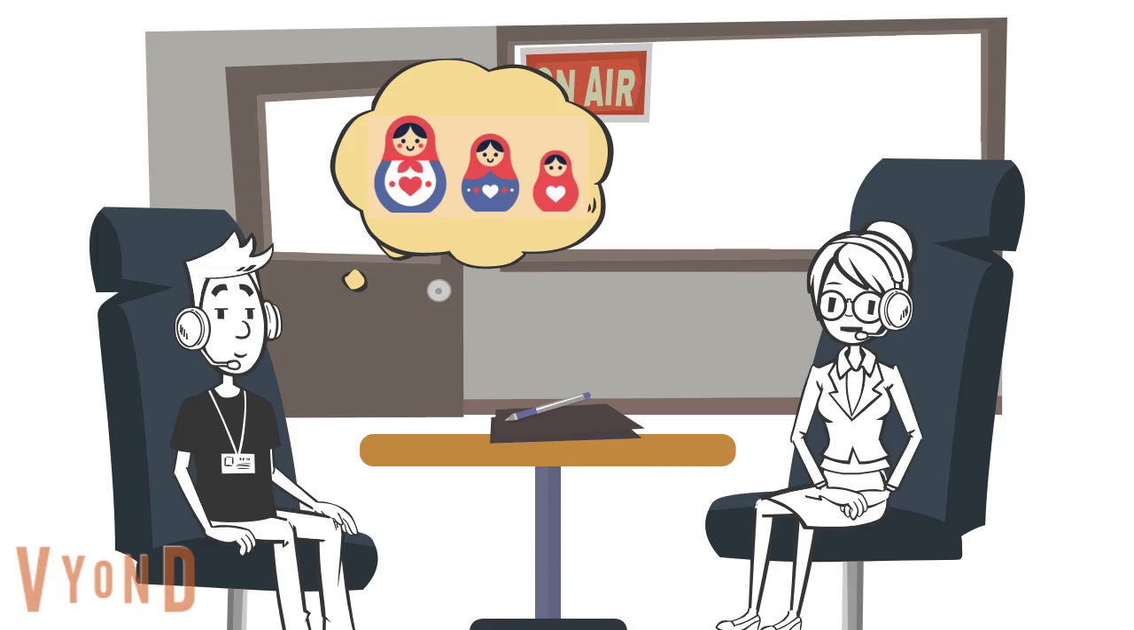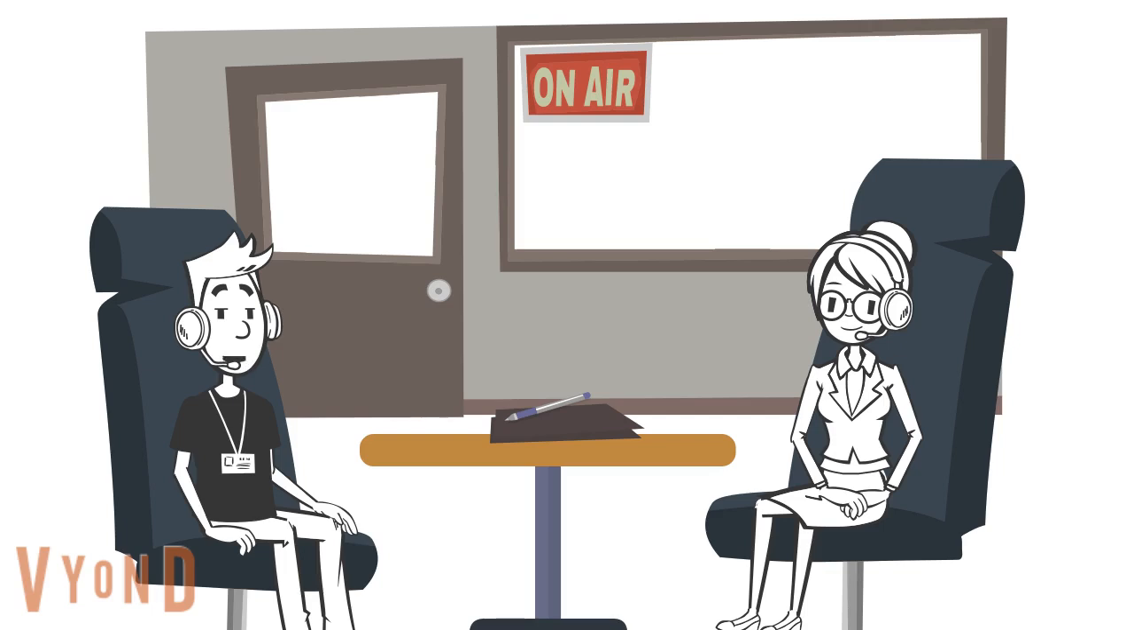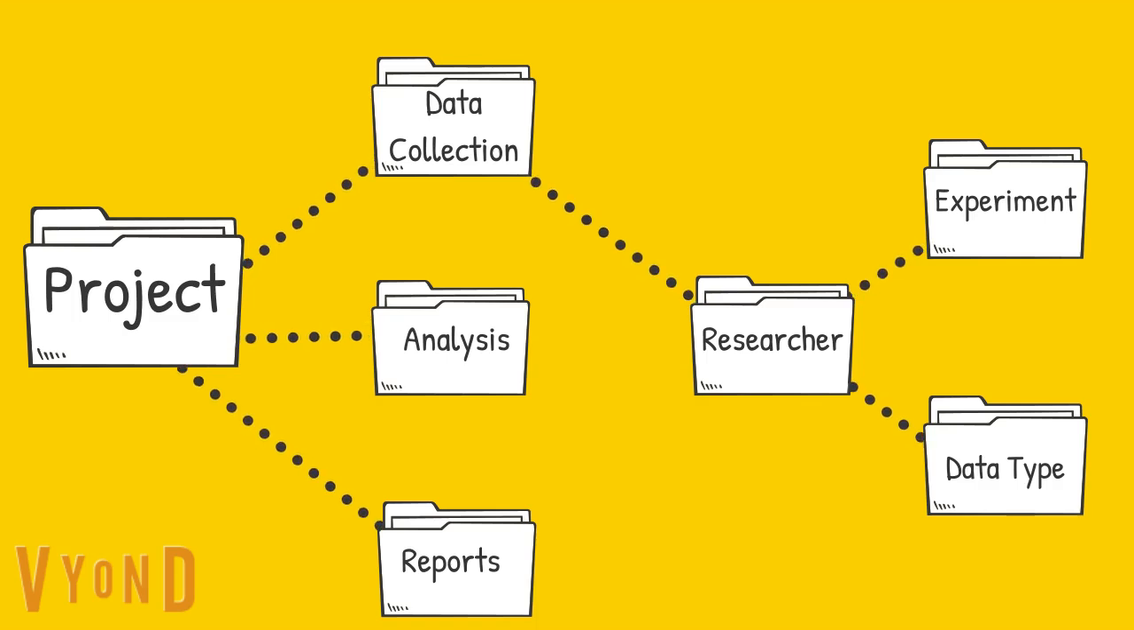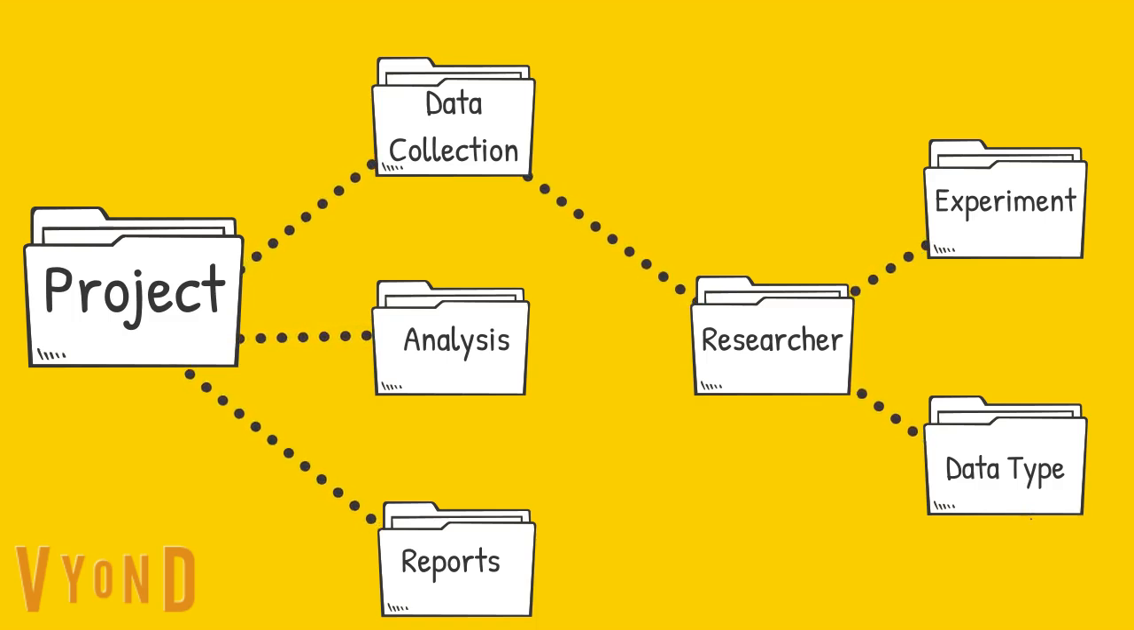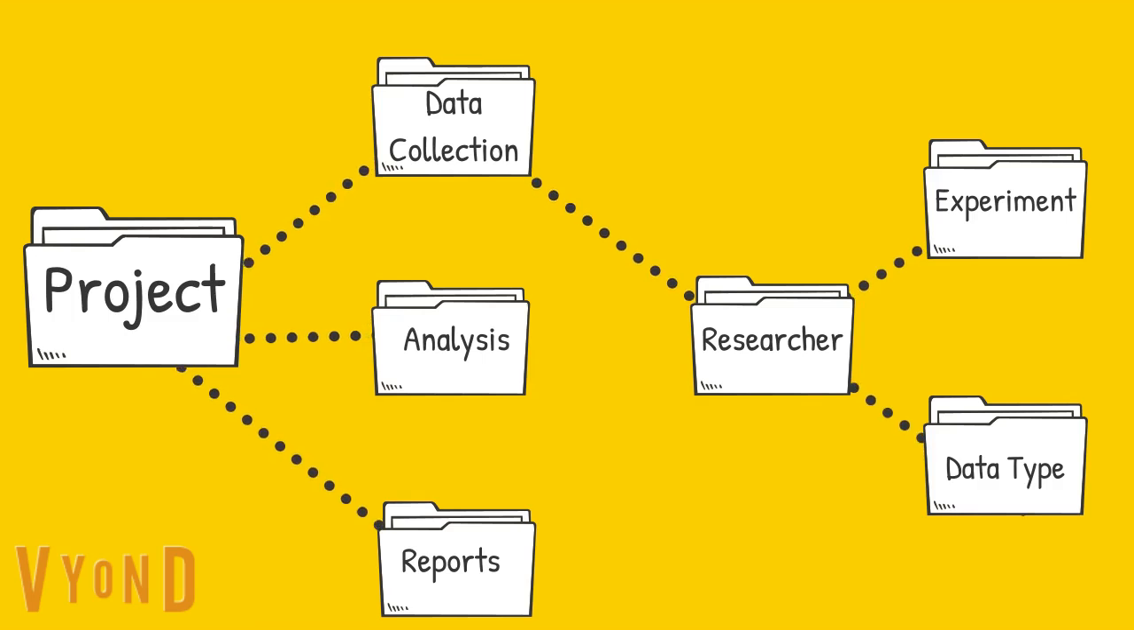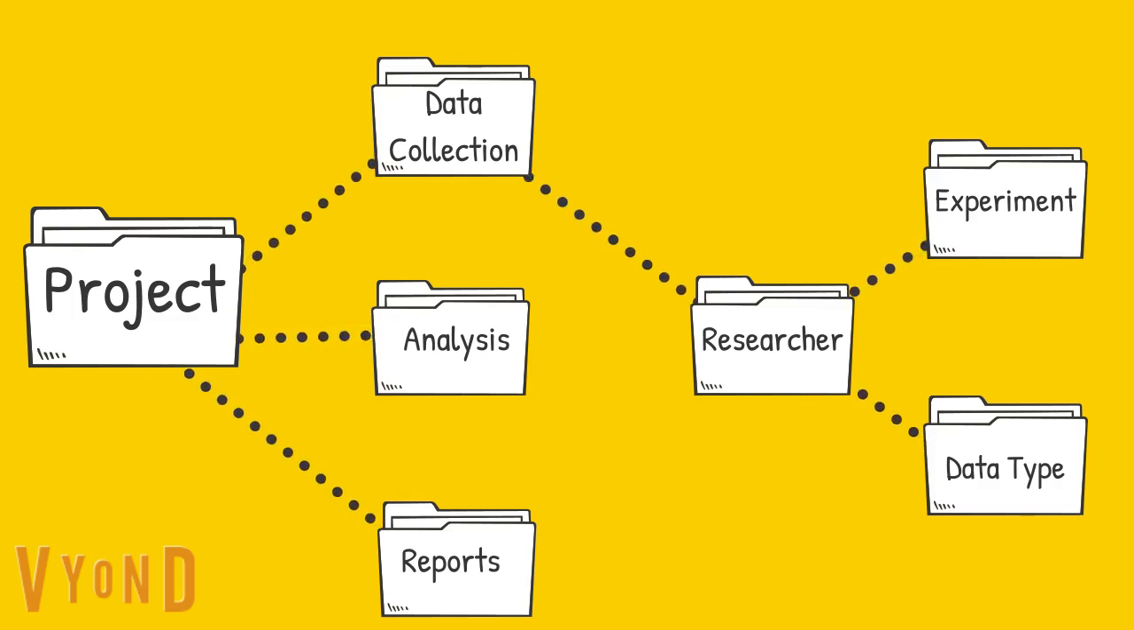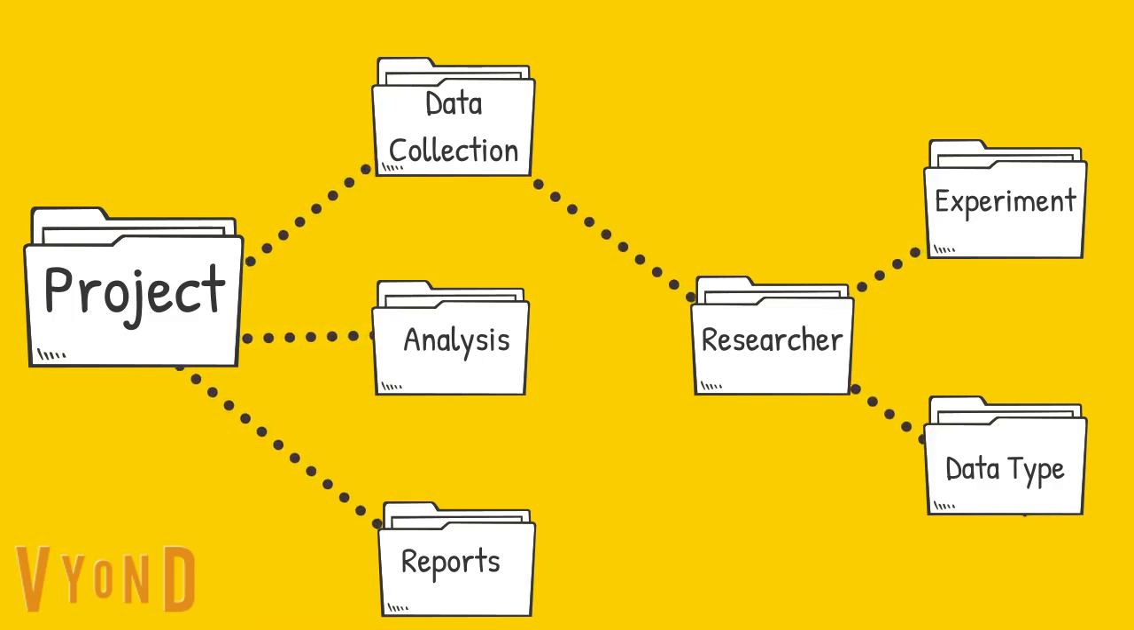I like that analogy. But what about inside those subfolders? How do we organize the actual files? Well, that's where the researcher, experiment, and file type come in. Let's say in your data collection folder, you could have subfolders for each researcher. Then within each researcher's folder, organized by experiment or by file type.